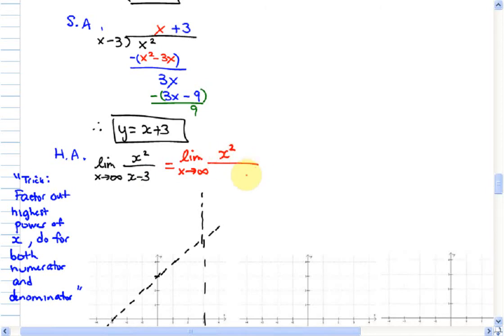What's the highest power of x minus 3? Yeah, it's the power of 1. So can you do the following, please?